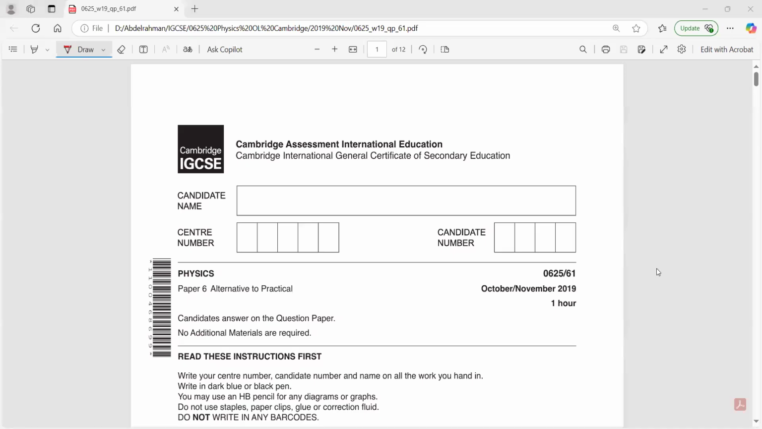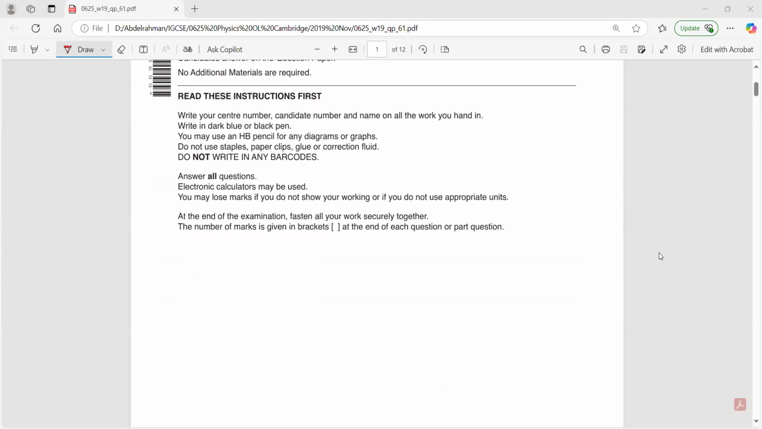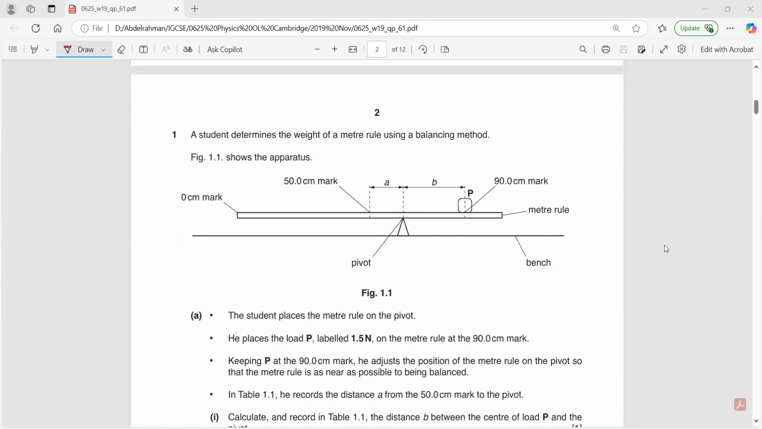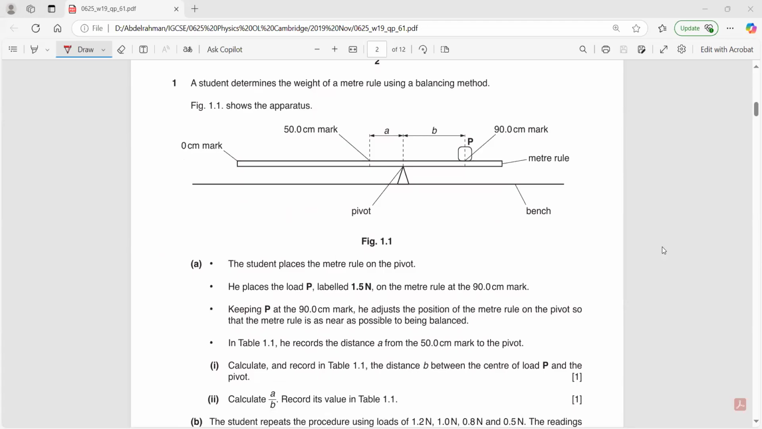Okay, November 19, paper 6, variant 1. Question 1. We have a beam or a meter ruler. We have a meter ruler and we have two distances.